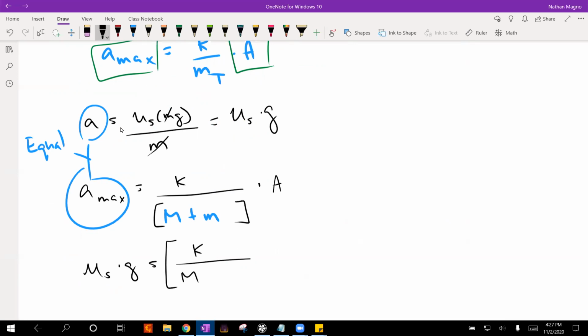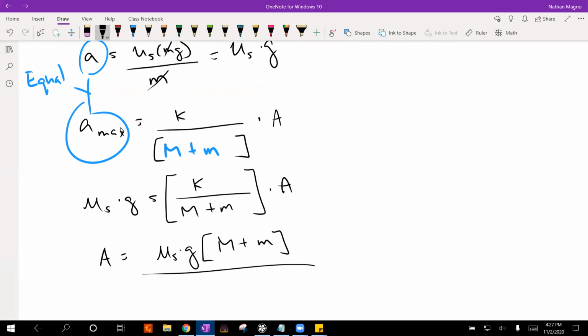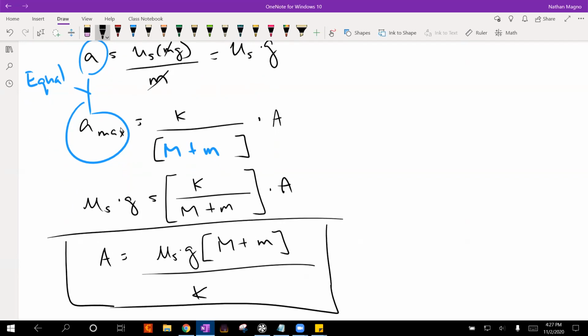Oh, and this is going to turn out to be in a variable form. So don't be scared if there's no numbers. Times your amplitude. And yeah, now we solve for our amplitude, which is going to be mu s times g times big M plus little m over k. And this is your max amplitude, which is what we wanted to find.